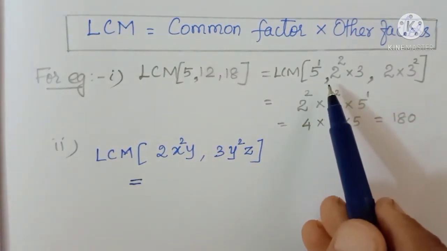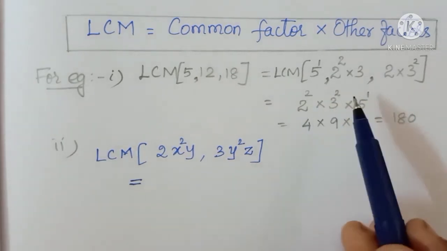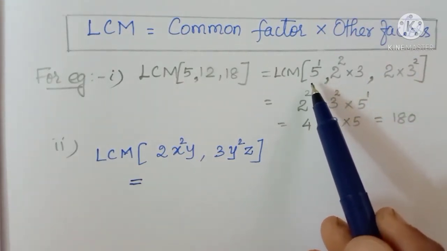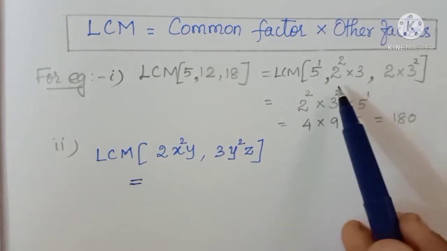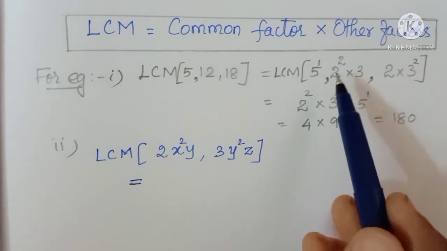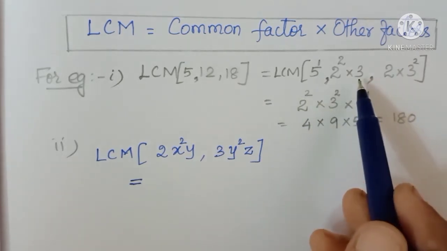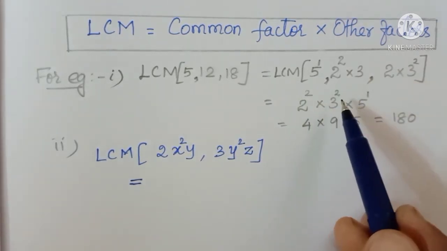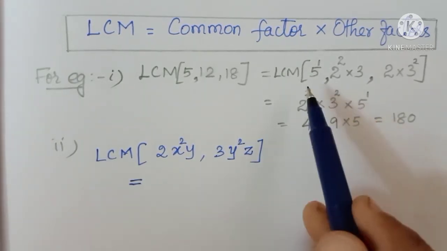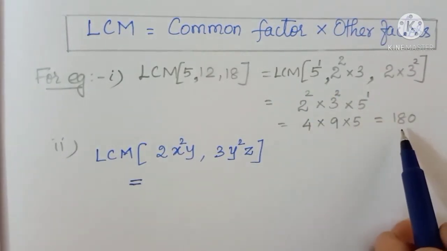Now from this we have to look for the common factors. Then, the terms with the highest power we have to write first, then multiply by its other factors. See here, 5 is only one term, so there is no 2 or 3 with it. In the other two, 2 is common and 3 is also common. Among the powers of 2, the highest is 2 power 2, compared to 2 power 1. Among the powers of 3, the highest is 3 power 2. So the common factor we have written. Next, common factor into other factor. The other factor is only one number, 5, so we multiply by 5. Then you multiply and write, and you will get the number 180.